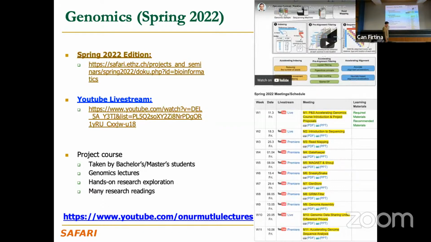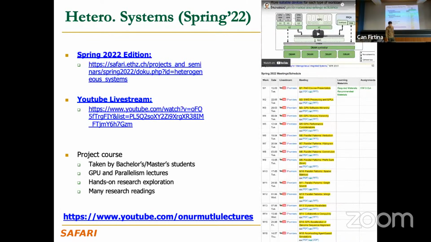Others are about different topics, right? This one, genomics and bioinformatics. We actually have 2 different courses on bioinformatics. One is acceleration on GPUs, FPGAs, or other accelerators, and the other one is more focused on genomics on mobile and edge devices. This is another one I teach myself, on heterogeneous systems.